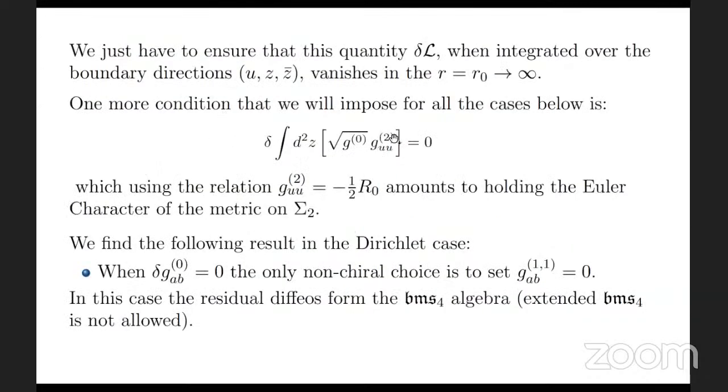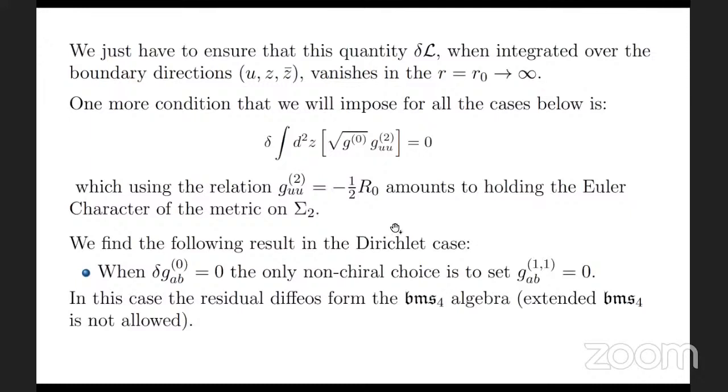This corresponds, so our boundary conditions are such that G_U2 is related to the curvature of G0. Okay. So holding this fixed is essentially saying that the Euler character of the boundary metric on sigma 2, the G0_AB, should be held fixed when you take the variations. So that's not an unreasonable demand. So then we find the following results.